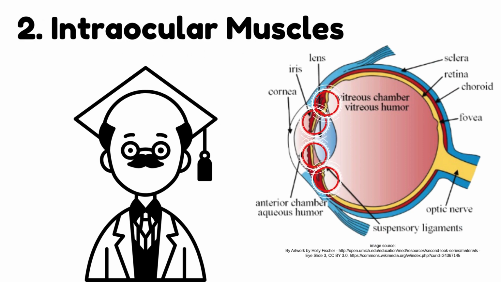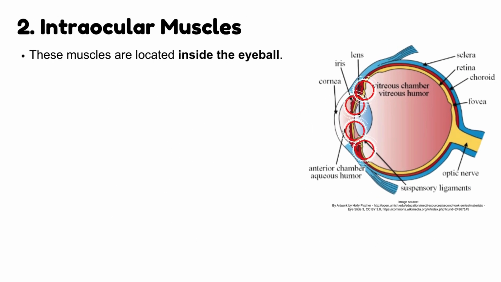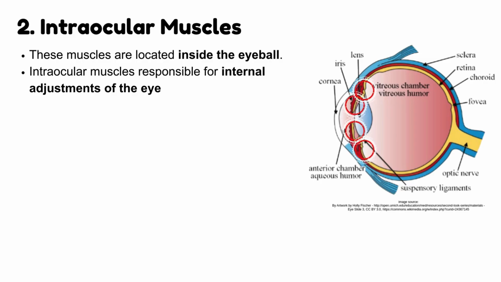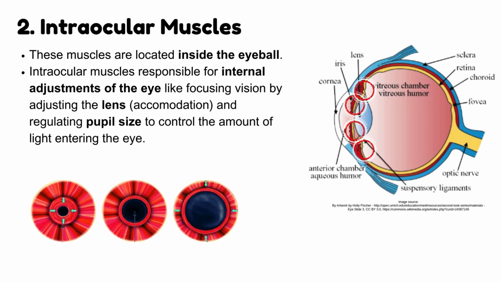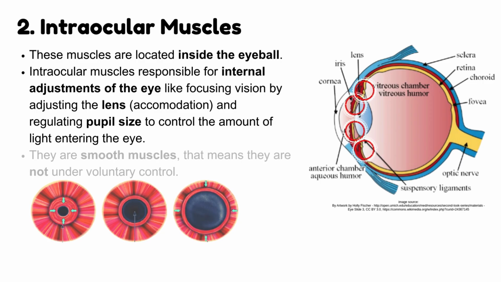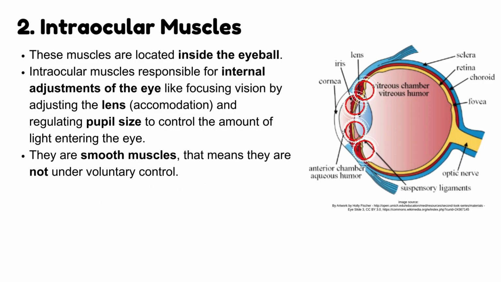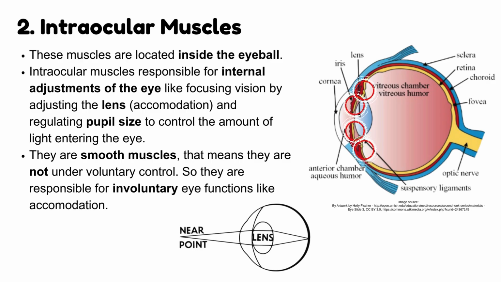Intraocular muscles. These muscles are located inside the eyeball. Intraocular muscles are responsible for internal adjustments of the eye, like focusing vision by adjusting the lens, accommodation, and regulating pupil size to control the amount of light entering the eye. They are smooth muscles, that means they are not under voluntary control. So they are responsible for involuntary eye functions, like accommodation.